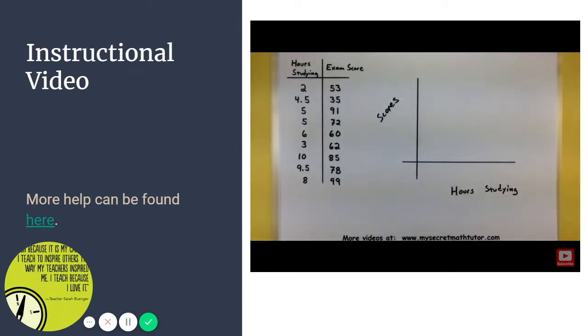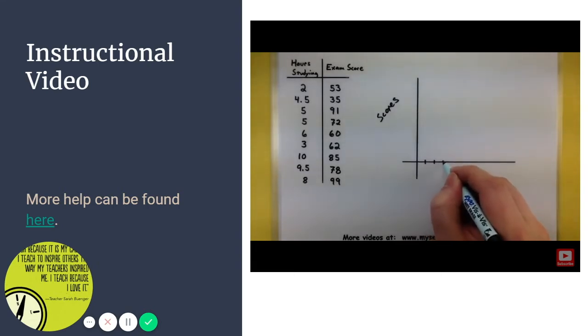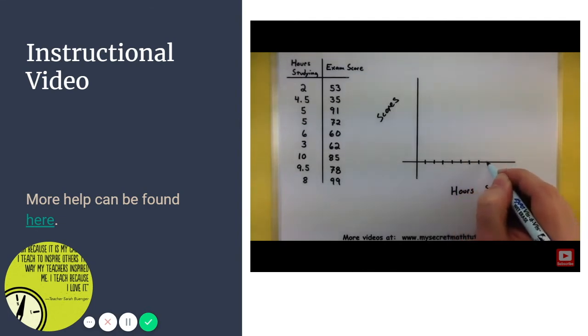There we go. Now it's also important to mark out a scale so we can put all of these data values in here. Looking at the hours of study, it looks like somewhere between 0 and 10 hours is probably good. So let's mark off 10 little tick marks. So 0, 1, 2, 3, 4, 5, 6, 7, 8, 9, 10.